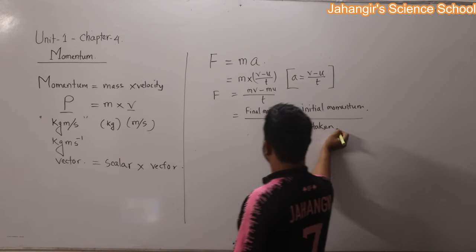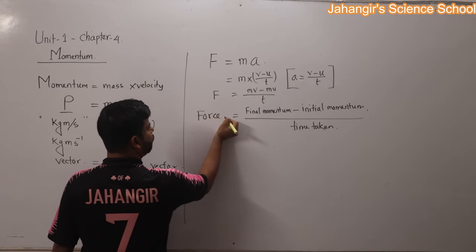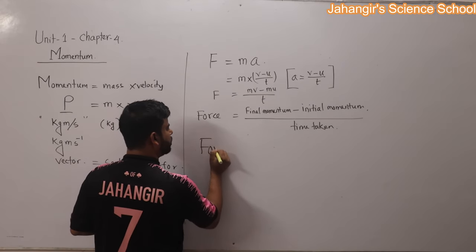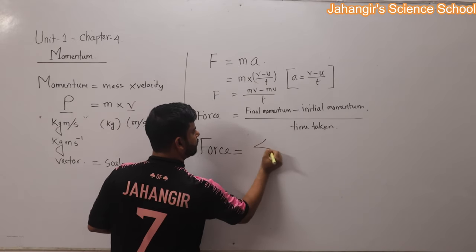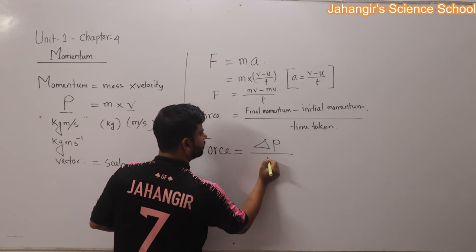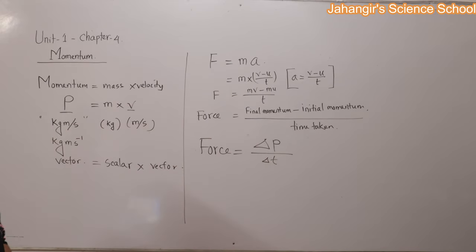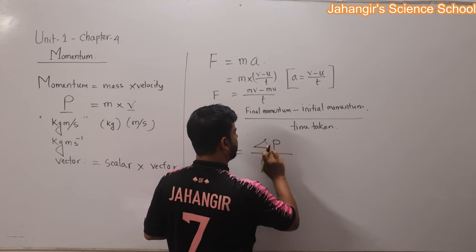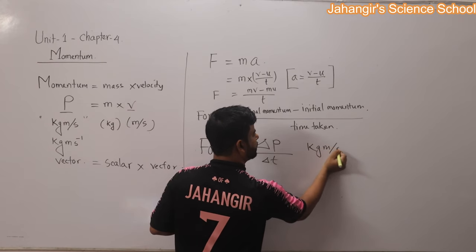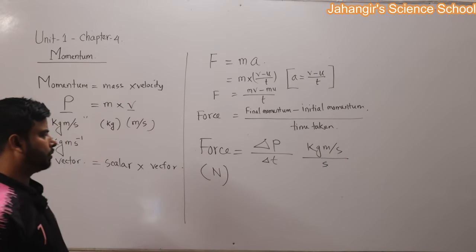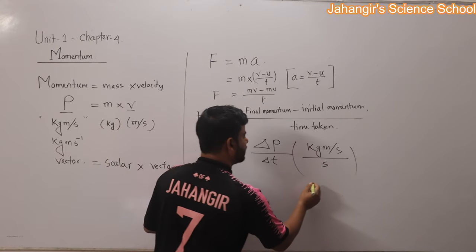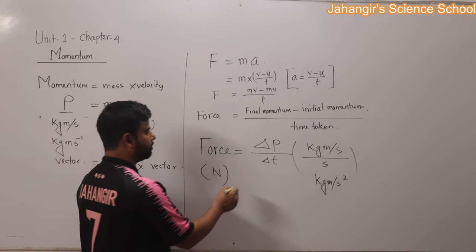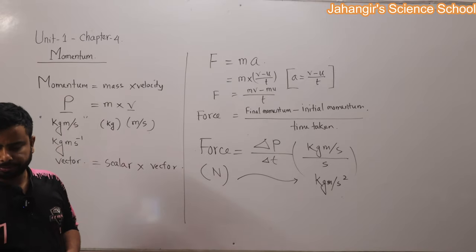So we can write force equals final momentum minus initial momentum divided by time taken. We can also write force equals change in momentum, delta p, by time of collision, delta t. So force equals change in momentum divided by time taken. Remember, the unit of force is Newton and the unit of momentum is kg meter per second, divided by second. So kg meter per second squared is the alternative base unit representation of the Newton.